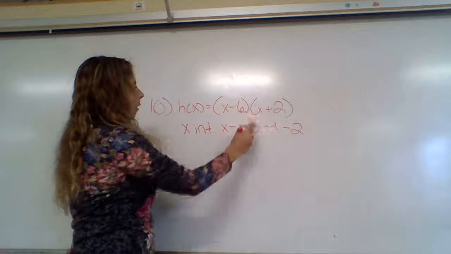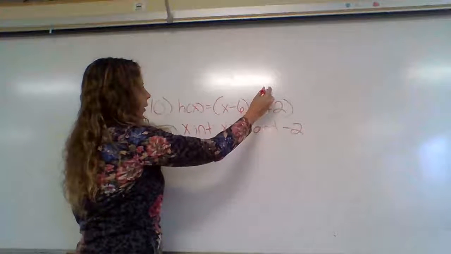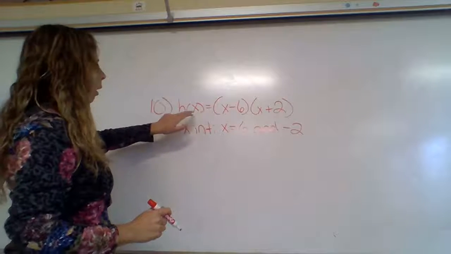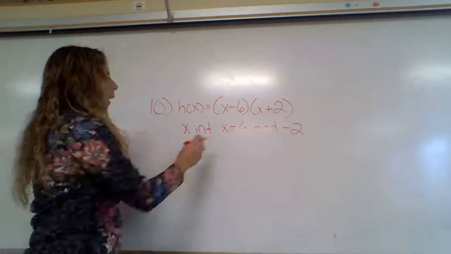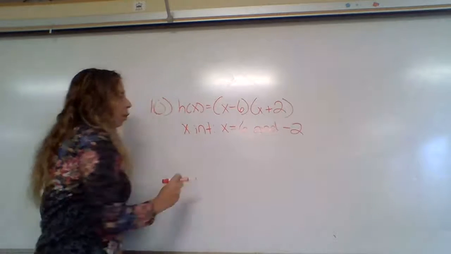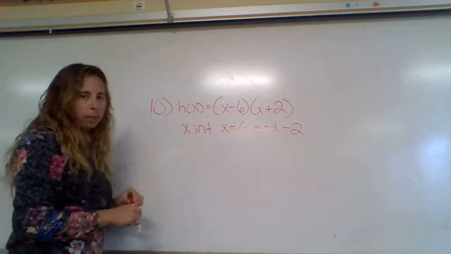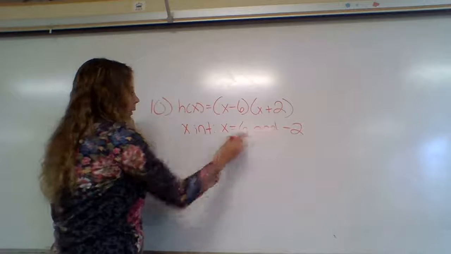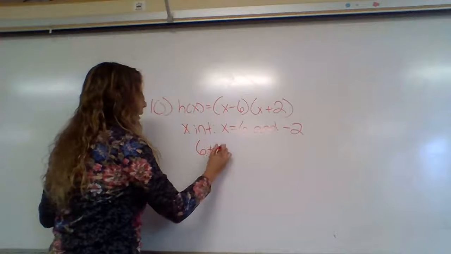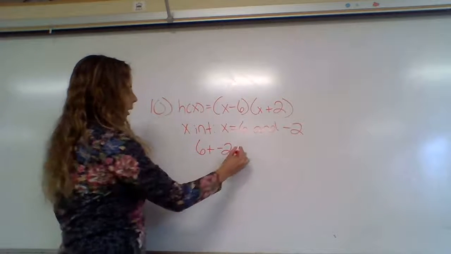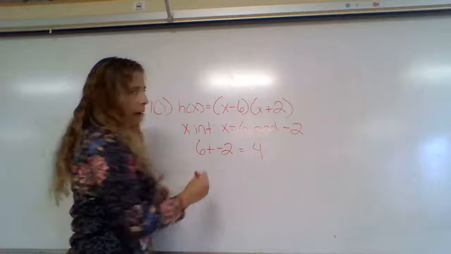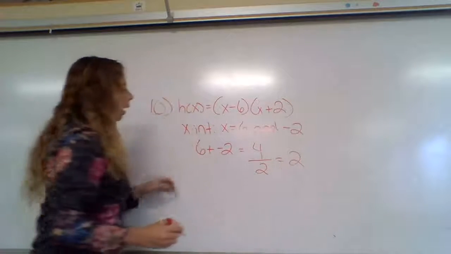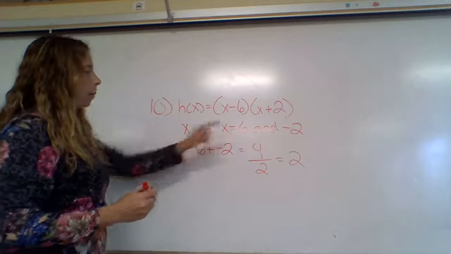So same thing over here. If this is negative 2 plus 2, that's 0. 0 times anything is 0. So your x-intercepts are what make this whole equation equal to 0. All right, now that you know your x-intercepts, your vertex is halfway in between. So you can add them together. So 6 plus negative 2, which is 4, and then divide by 2. And that equals 2.